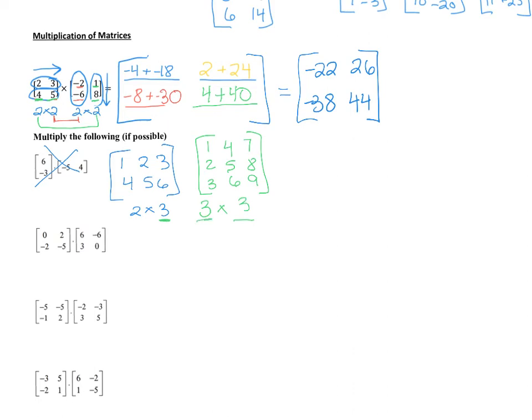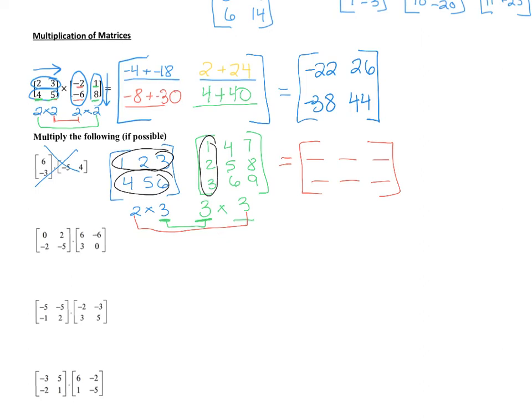Now, again, the middle numbers have to match, so the 3's match here. The outside numbers would tell me what my answer would be. So in this case, my answer would end up being a 2 row by 3 column answer. So let's give this one a try, even though I just made up the numbers. So I would first always do the row times each of the columns.